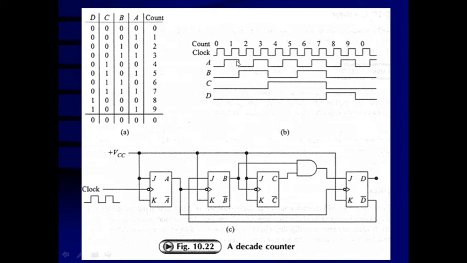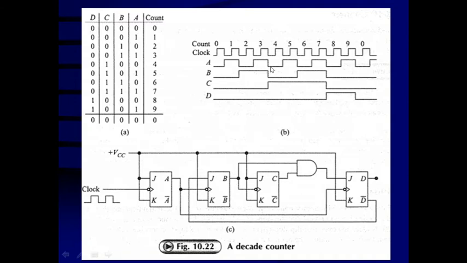You can see that on the first negative edge of the clock pulse, flip-flop B is going to toggle. Again, on the second negative edge, flip-flop B toggles. On the third negative edge, it toggles. And on the fourth negative edge, it toggles. On the fifth clock pulse, it is reset and it remains reset. Nothing is going to change here.